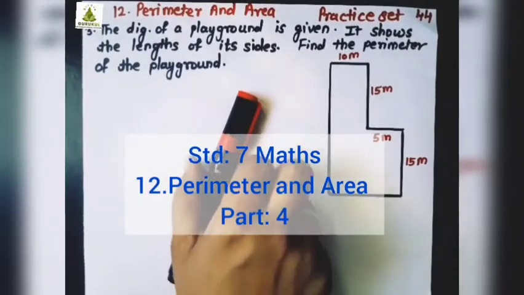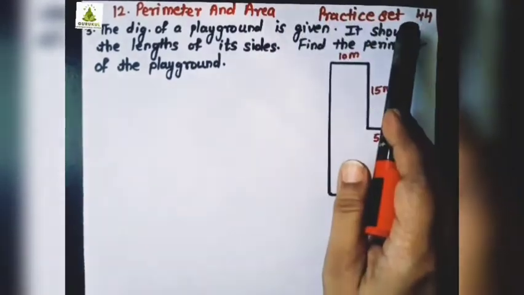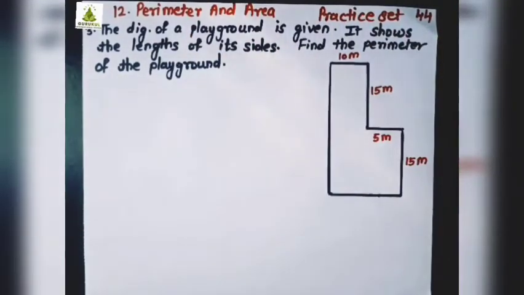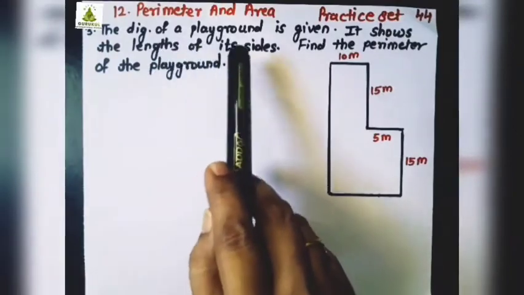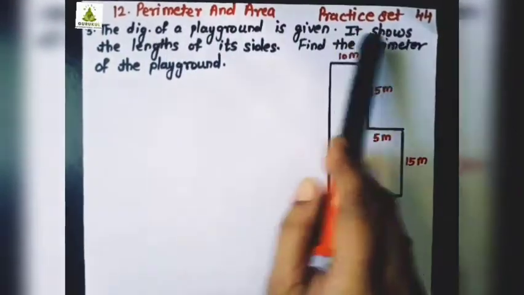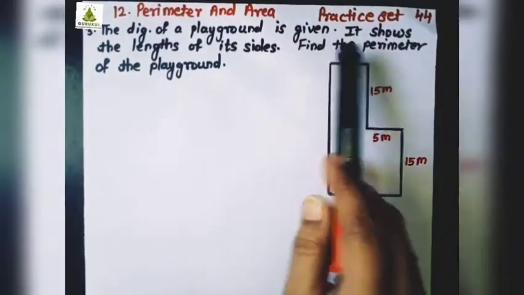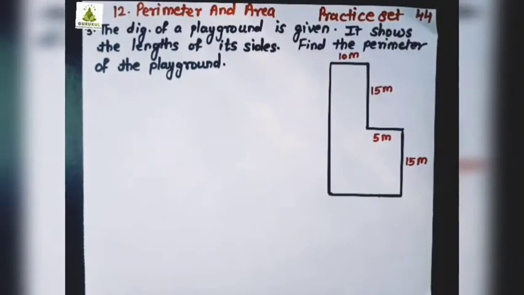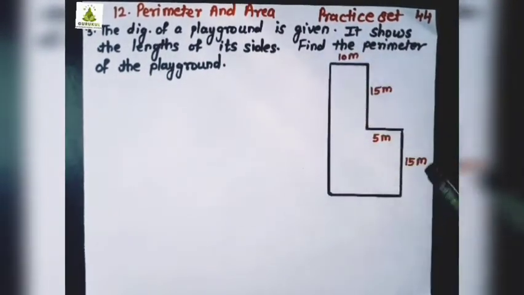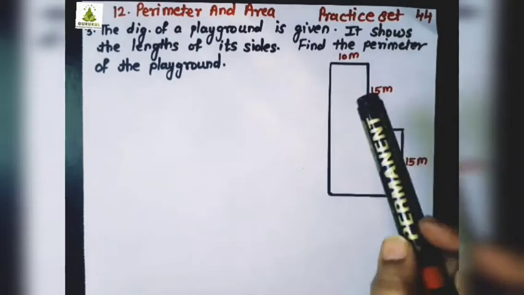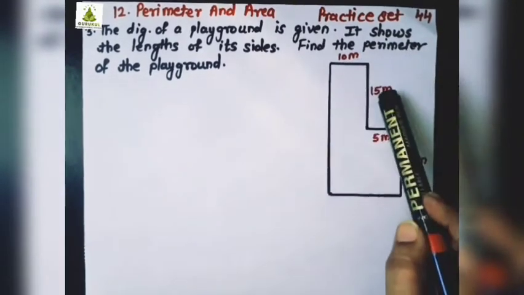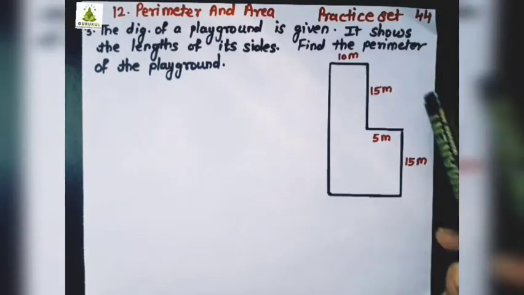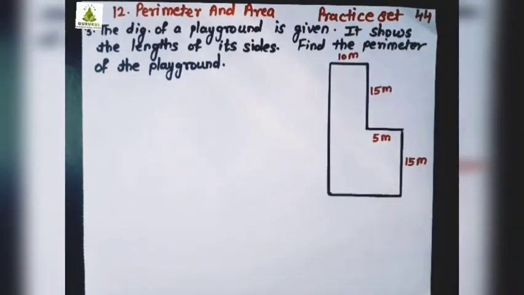Now in lesson number 12, practice set 44, the third sum, if you see, is given alongside the diagram of a playground. It shows the lengths of its sides. Find the perimeter of the playground. So this is the diagram of the playground they have given, and they have given us the measurements of this side, this and this, and we have to find out the perimeter of the total playground.